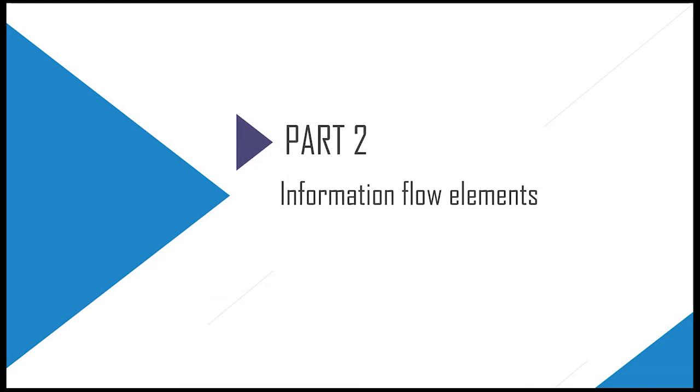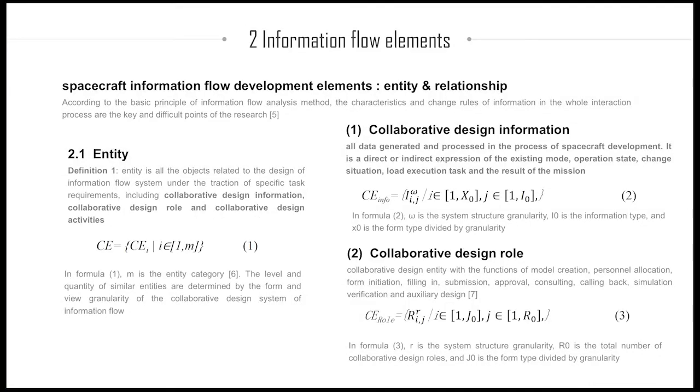Part 2. Information flow elements. It contains 2 parts, entity and relationship. First one is entity. Entity is all the objects related to the design of information flow system. It includes collaborative design information, collaborative design rule, and collaborative design activities, as shown in Formula 1.